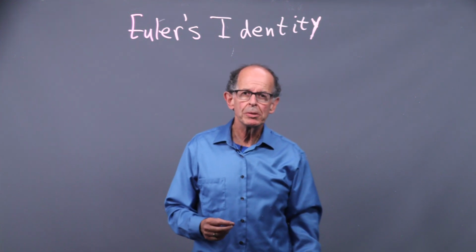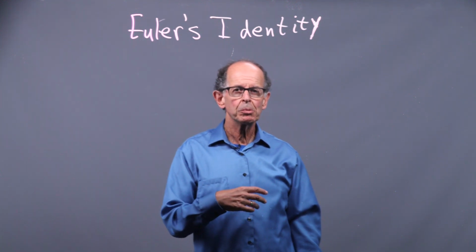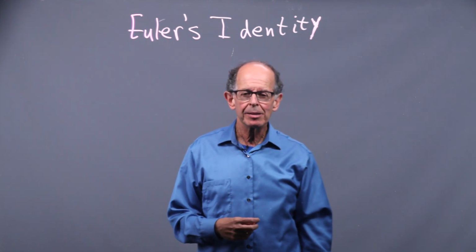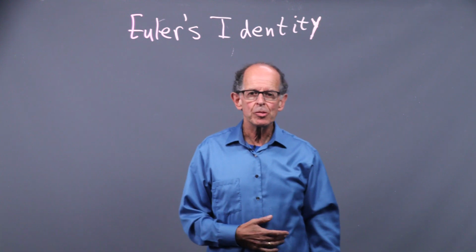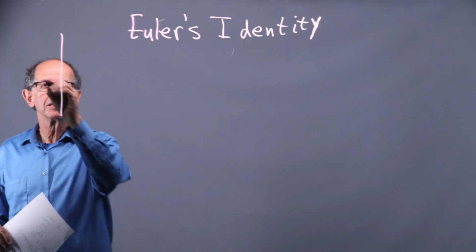One of the things we do in this course is we use Euler's identity a lot. So we interchange between exponentials and simple cosines. So how are they related? Let's just do this from scratch.